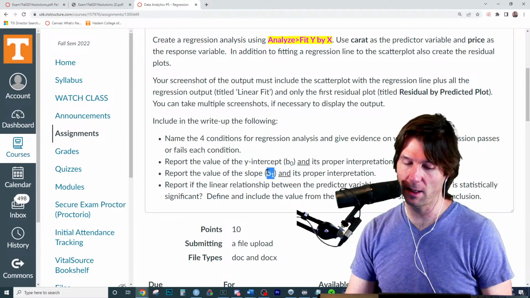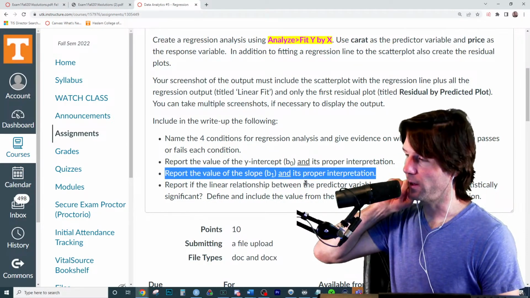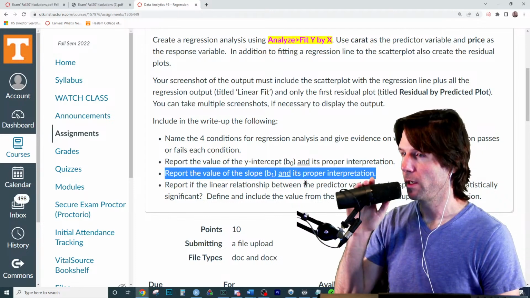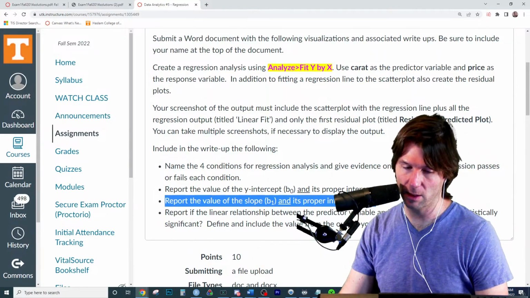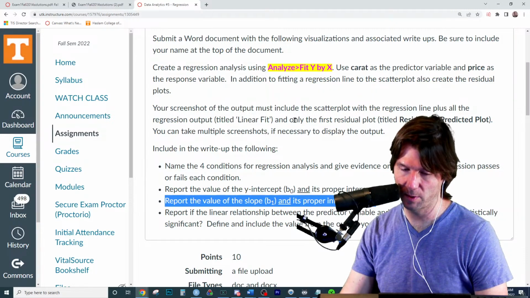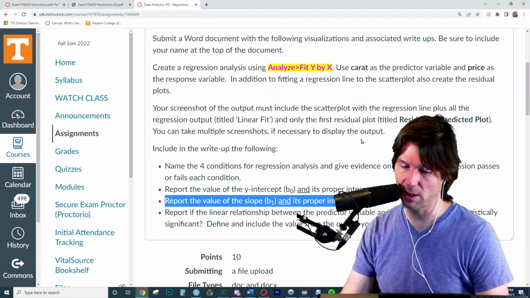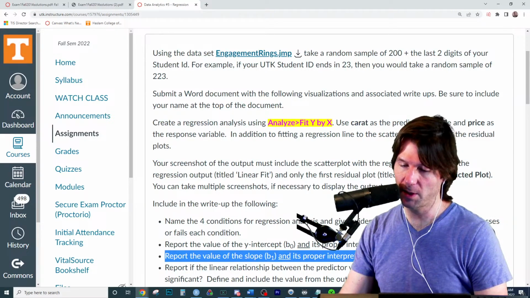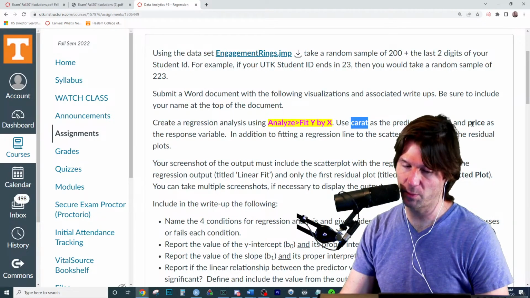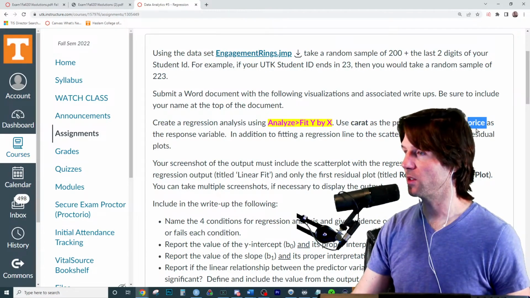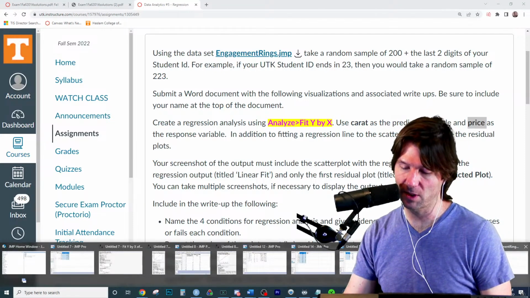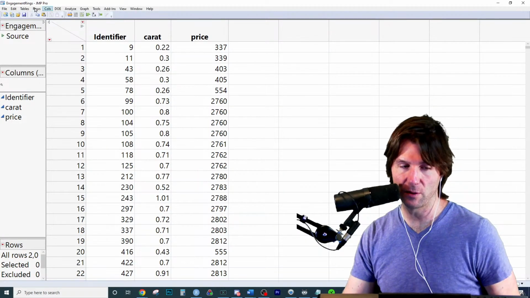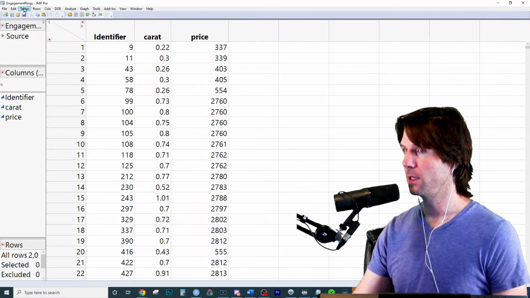Report. So you need to make a regression model right here, so I can show you how to do the regression work. You are going to be predicting, and you need to have the title residual plot. The screenshot should include the regression line plus all the regression output and only the first residual plot. Yes, take multiple screenshots. So we want to predict, use carat as the predictor and price as the response. That means price is the response, which is Y, the variable of interest. So you want to take a random sample of 200 plus the last 2 of your UTID. So here we go. Table.